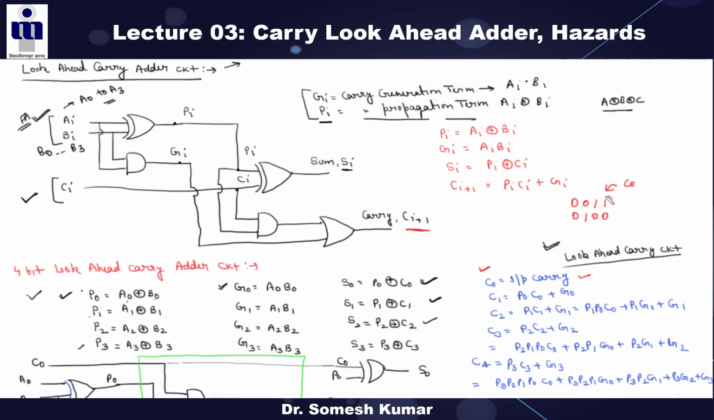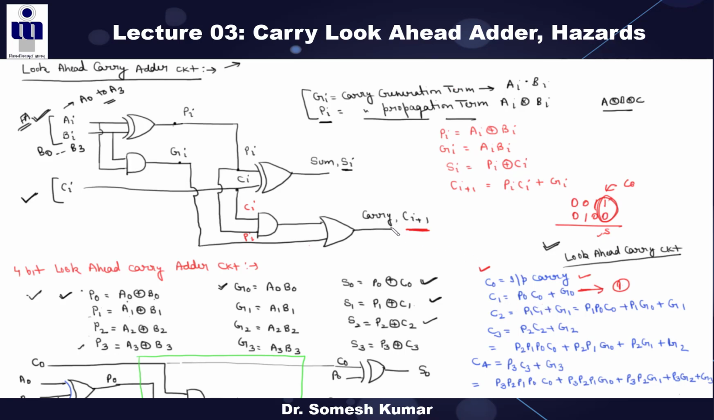See, addition of these 2 bits will give you the sum and the carry terms. So as per the full adder, this is your next carry basically. This is your Ci, this is your Pi. So P0 C0 plus G0. This is your C1, right or wrong? It is clear, right? This is C1.